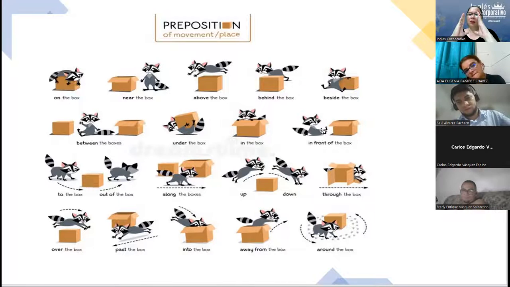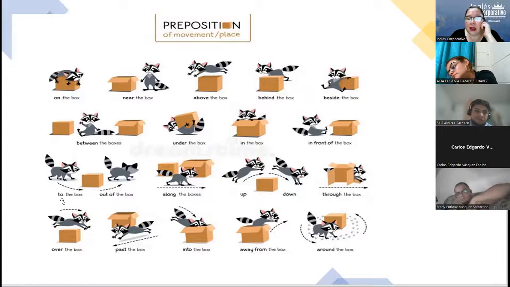Where is the raccoon? In front of the box. In front of the box. Pero fíjense que para que sea enfrente, quiere decir que tiene que tener cara a cara, ¿verdad? Cara a cara. Porque si es cara con la parte de atrás, entonces no sería in front, ¿verdad? Sería behind, ¿ok?